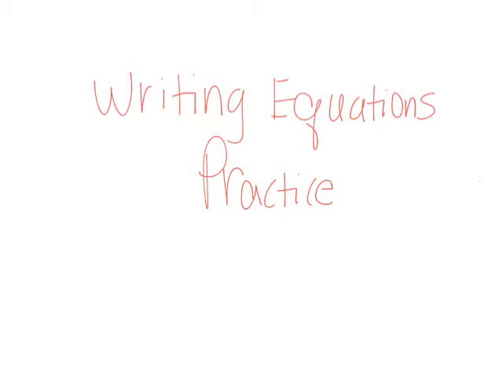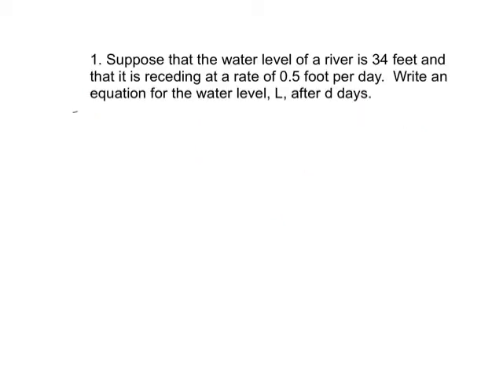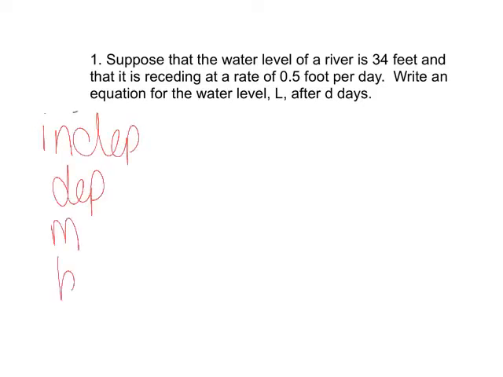All right, so here's some practice on writing equations in y equals mx plus b form. We're going to do the first one or two together. The word problems are always the most difficult. Suppose that the water level of a river is 34 feet and that it is receding, receding means going down, at a rate of 0.5 foot per day. Write an equation for the water level L after d days. So you want to identify your independent and dependent variables, and then you want to identify your slope and your y-intercept.